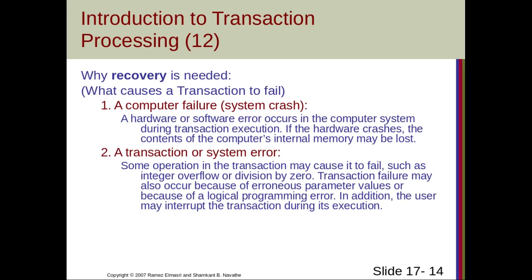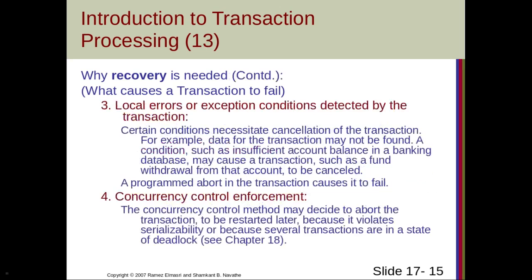Next is a transaction or system error. Some operation in the transaction may cause it to fail, such as integer overflow or division by zero. Integer overflow is a typical error, and division by zero is also a typical error. Transaction failure may also occur because of erroneous parameter values or because of a logical programming error. In addition, the user may interrupt the transaction during its execution. That means a computer failure can occur, or a transaction or system error can occur.